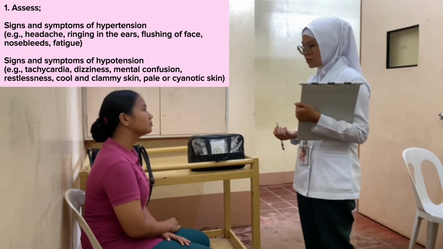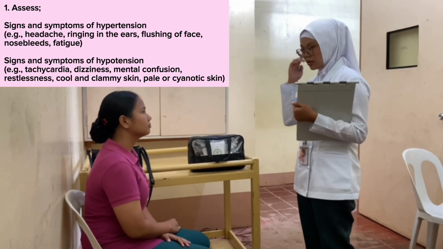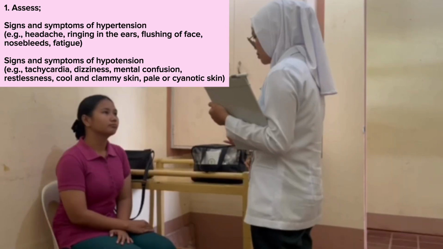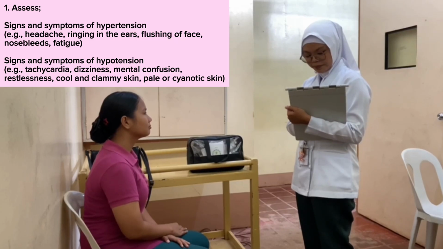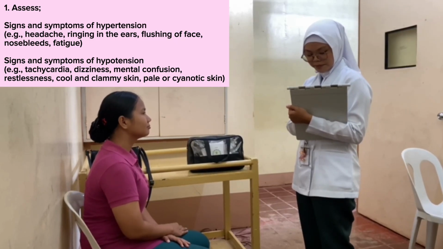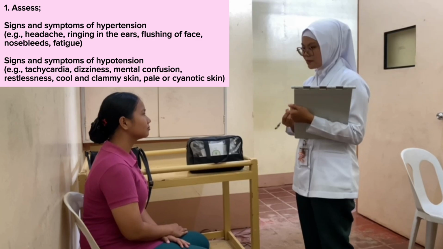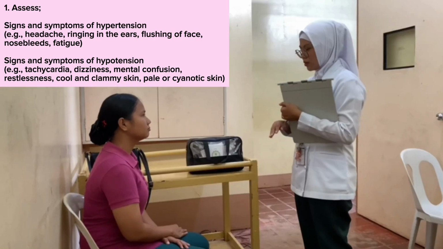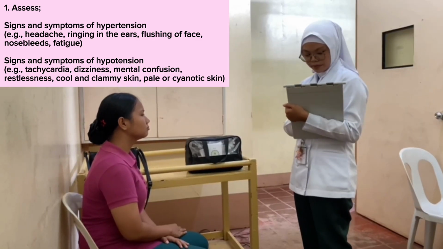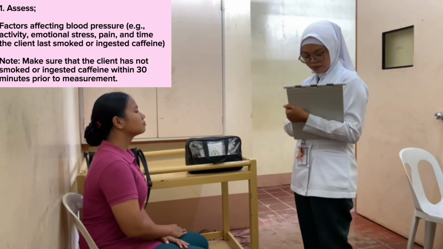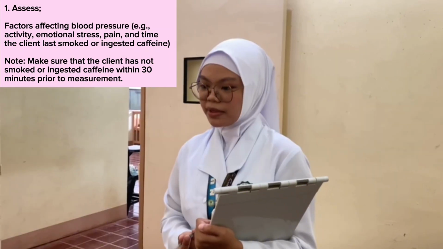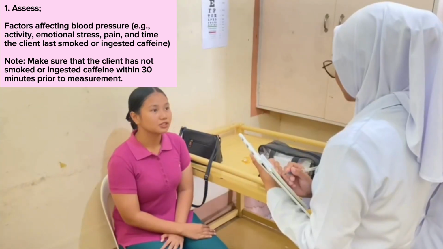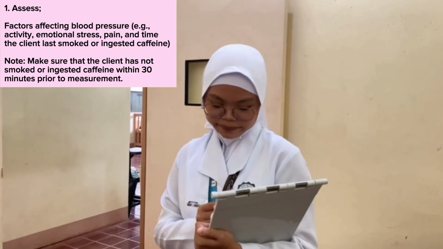For the preparation, assess signs and symptoms of hypertension, for example headache, ringing in the ears, flushing of face, nosebleeds, fatigue. Signs and symptoms of hypotension, for example tachycardia, dizziness, mental confusion, restlessness, cold and clammy skin, pale or cyanotic skin. Factors affecting blood pressure, for example activity, emotional stress, pain, and time the client last smoked or ingested caffeine.